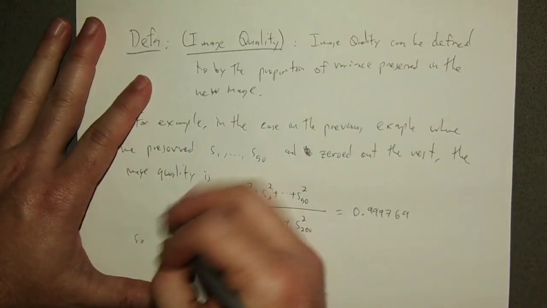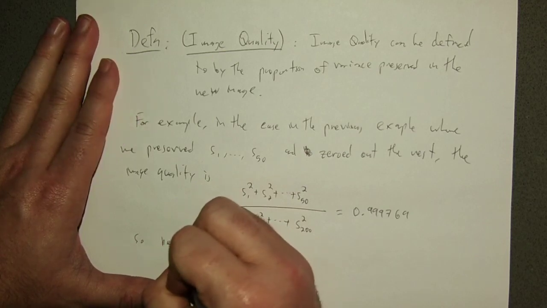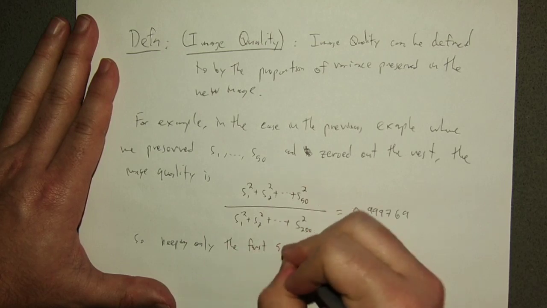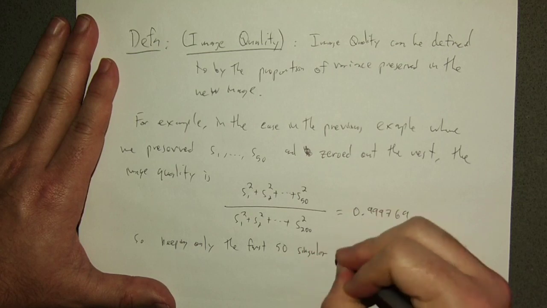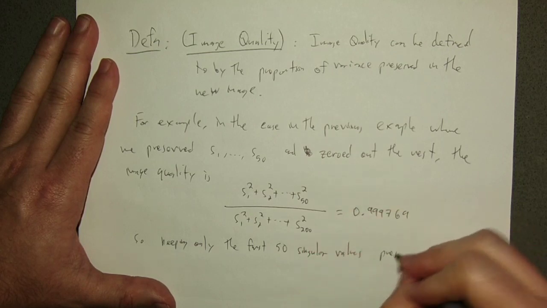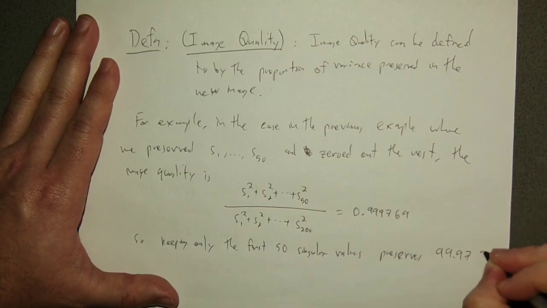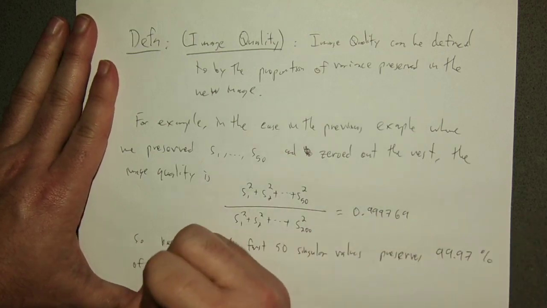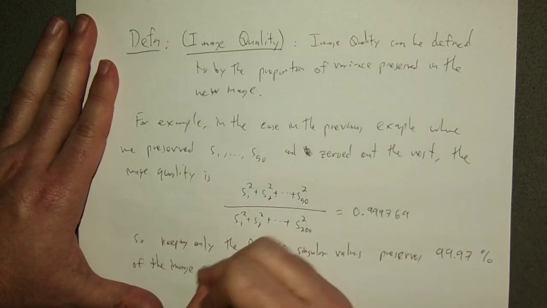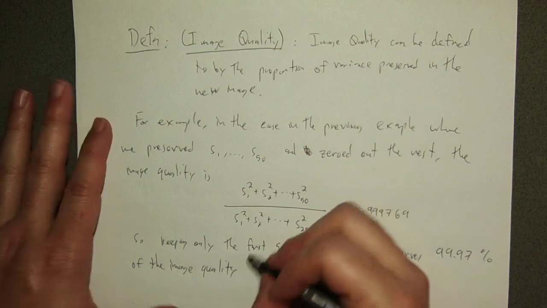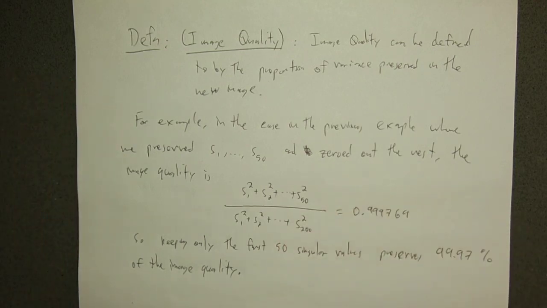So keeping only the first 50 singular values preserves 99.97% of the image quality. Okay. So intuitively, the idea is that this image that results is 99.97% as good as the original image.